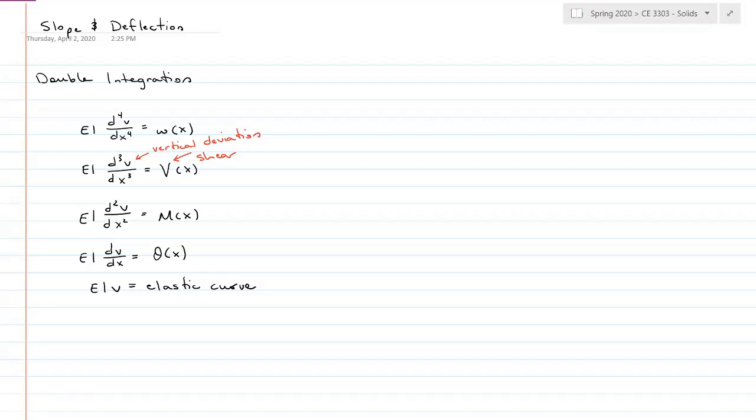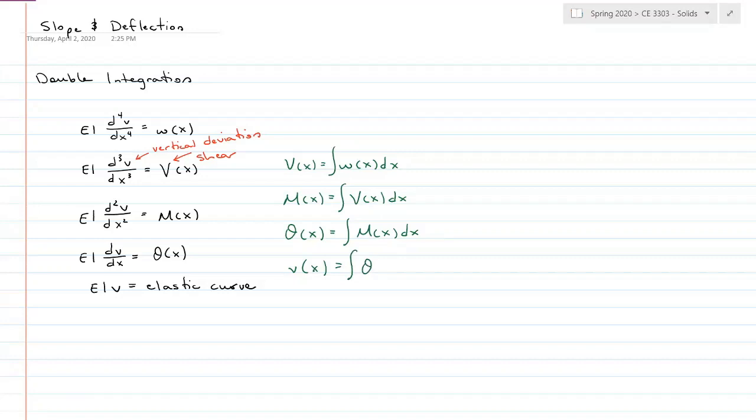Okay, now we have seen this before with moment equations and shear equations in terms of x. Shear of x is equal to the integral of load. If you prefer to go the integral way instead of the derivative way, moment of x is equal to the integral of shear. Slope of x is equal to the integral of moment. And the vertical deviation is equal to the integral of slope.